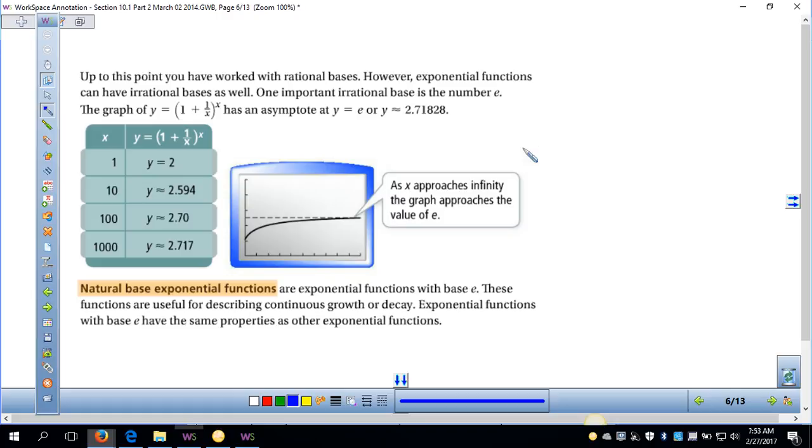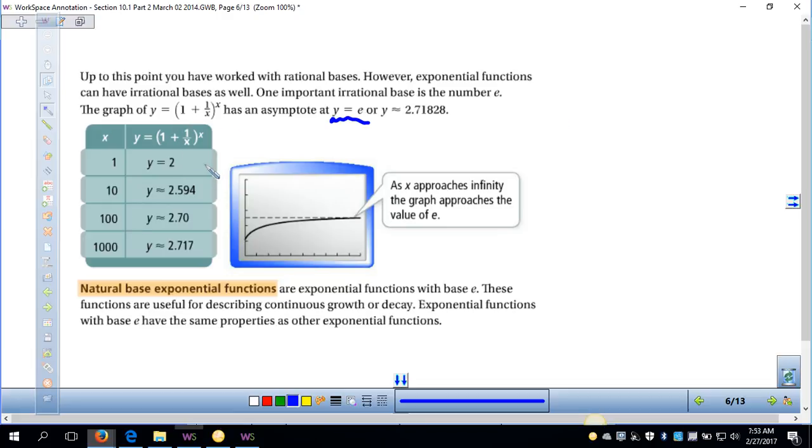Okay, so all of our functions that we've dealt with so far have had a number like 2, 3, 5, or whatever to the x. Well, there is this other number called e, kind of a special number like pi. And this number shows up in mathematics. It's one of these naturally occurring numbers. And it comes from the graph of 1 plus 1 over x to the x.